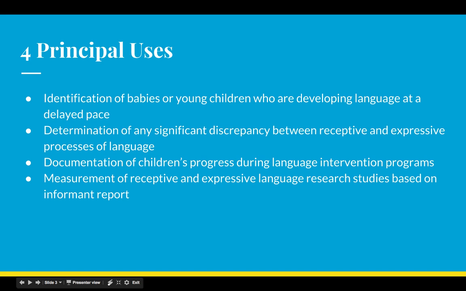The Real 3 can be used to identify babies or young children who are developing language at a delayed pace, to determine any significant discrepancy between receptive and expressive processes of language, to document children's progress during language intervention programs, and to measure receptive and expressive language in research studies based on informant report.